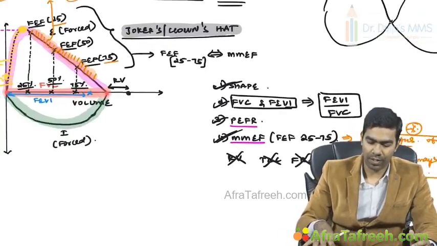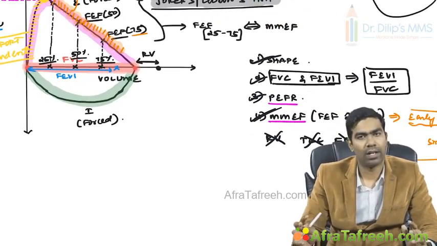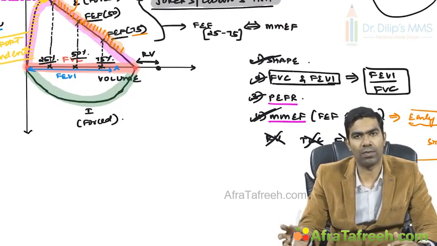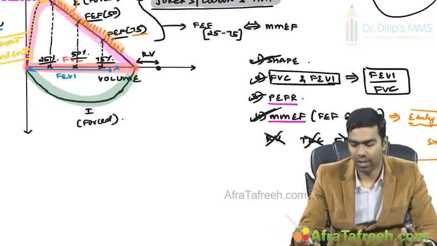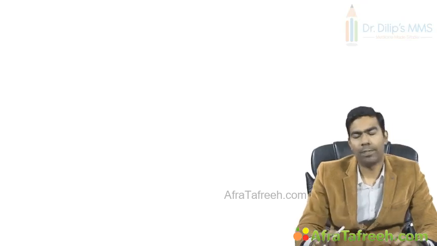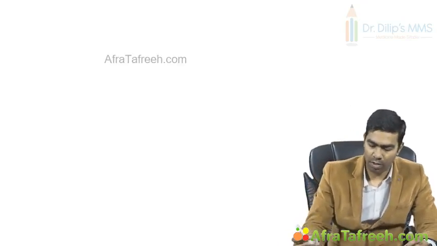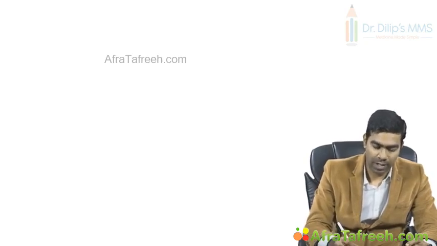Very important point. So these are the things you are going to assess in the flow volume loop. Four things: the shape, the FEV1 by FVC, that is FEV1 and FVC and the Tiffeneau index, you are going to see the PEFR, peak expiratory flow rate, and finally you are going to find out the MMEF, that is the maximal mid expiratory flow rate. Clear? So with this, we can go on to the different diseases causing different kinds of flow volume loops.